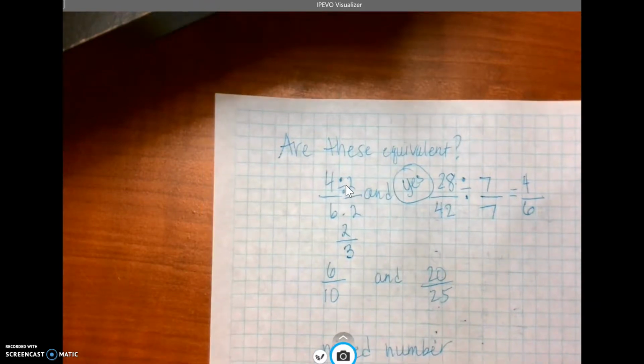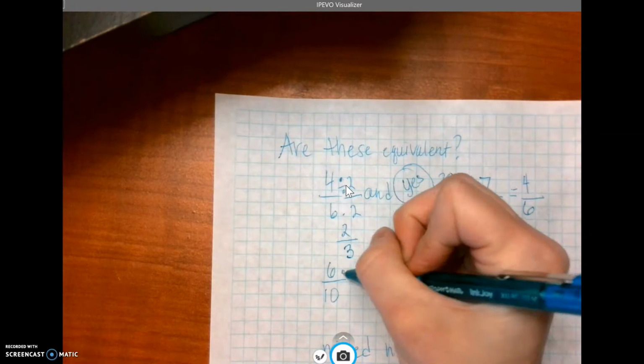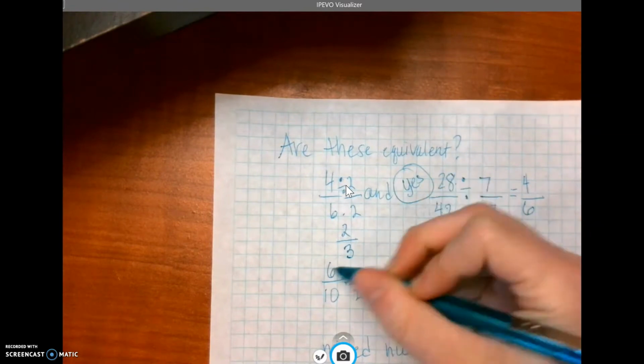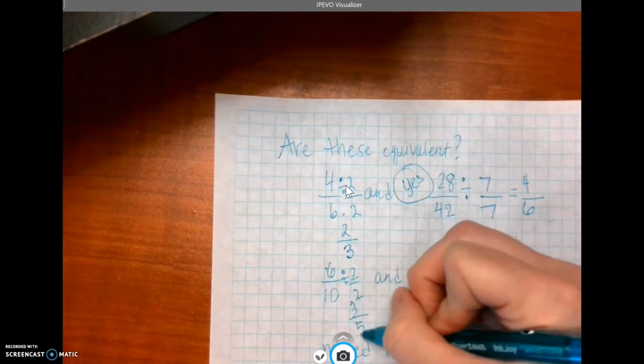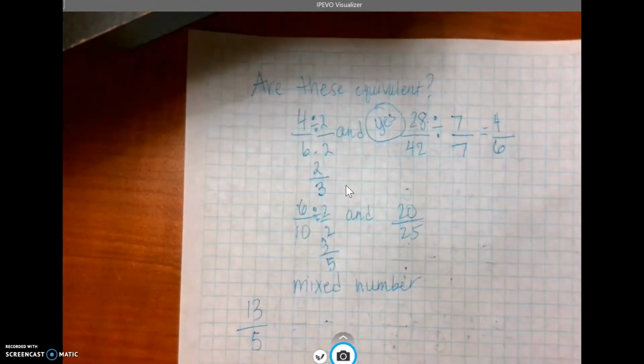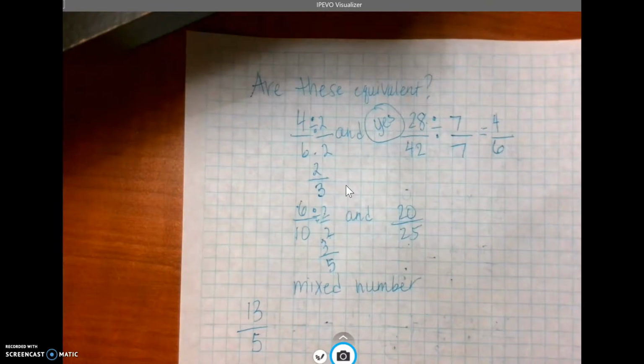Okay, 6 and 10 are even, so I'm going to divide them by 2. 6 divided by 2 is 3, and 10 divided by 2 is 5. 3 and 5 can't be divided by anything else besides 1, so that's done.